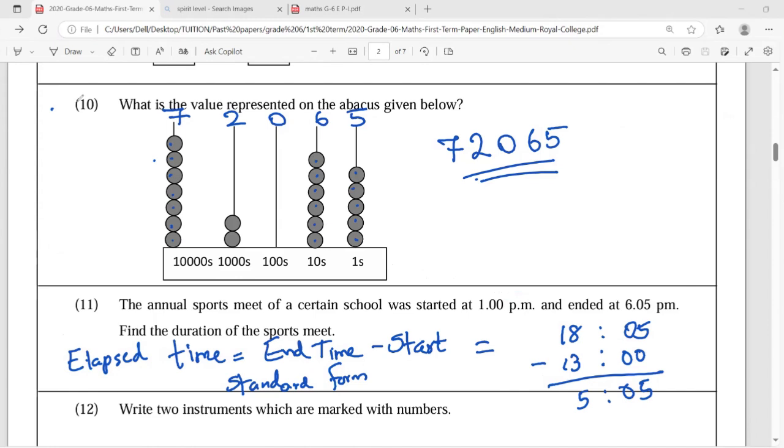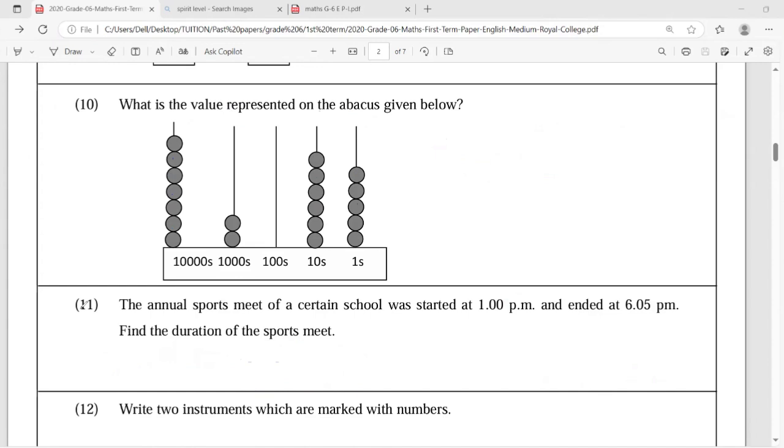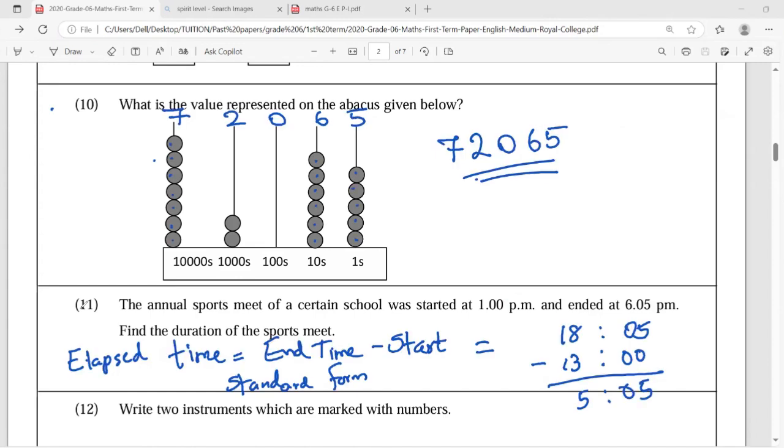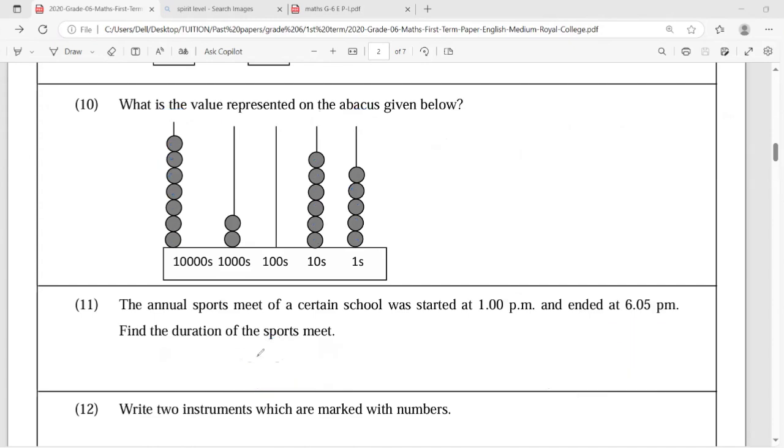Then your answer should be something like this. I'll show you how to write this answer. 5 hours, 5 minutes. This is a very easy question, right? I have done many more difficult questions in the school, so you may refer to them too. Fine.